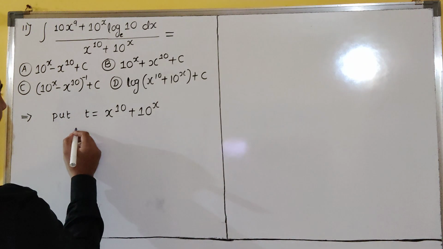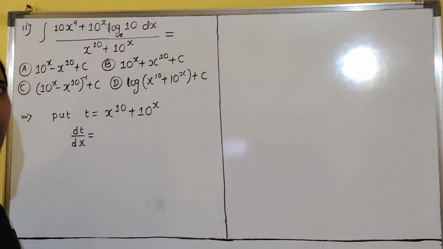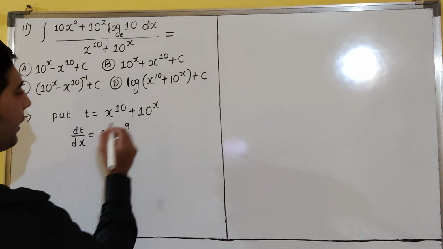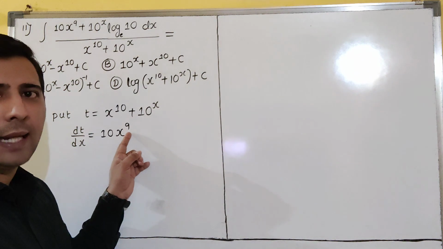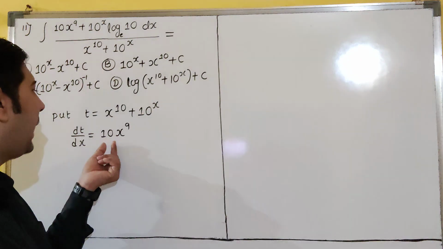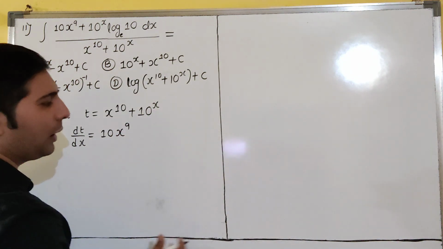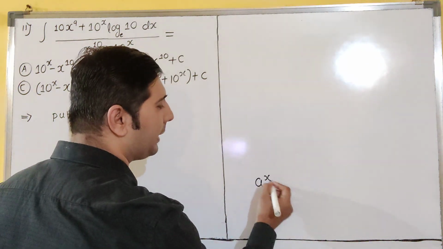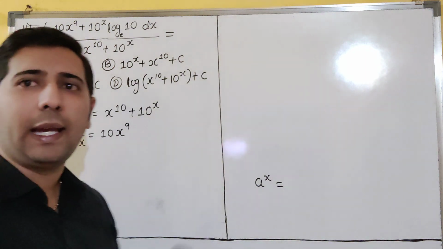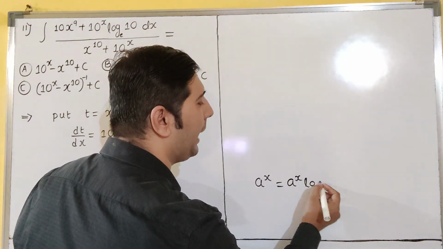Now differentiate with respect to x. dt by dx. x raised to 10 derivative is what? x raised to 10 derivative is 10 into x raised to 9, dear students. 10 minus 1 is what? 9 only. x raised to n, you know, derivative is n into x raised to n minus 1. So 10 minus 1 is 9. So 10 raised to x derivative is what? It is looking like a raised to x. A raised to x derivative, you know, is a raised to x log a.